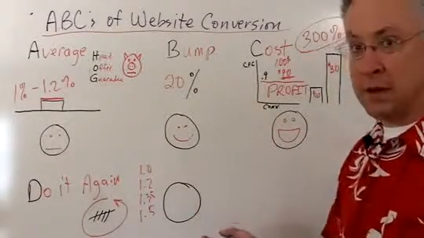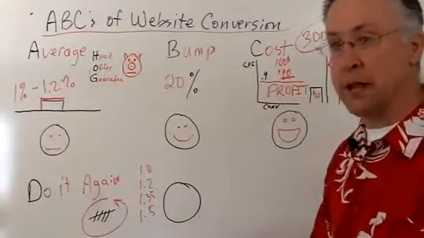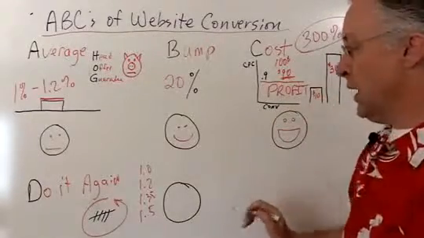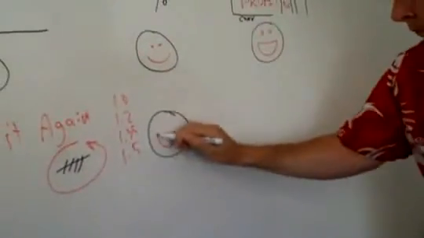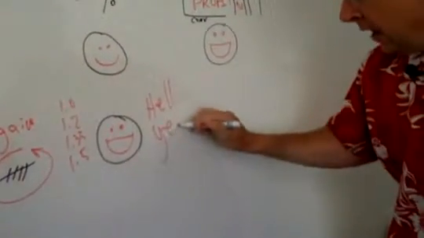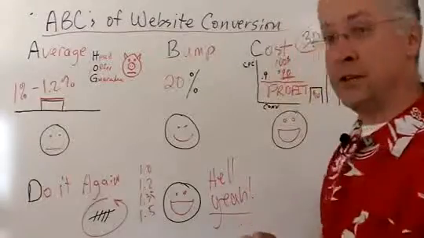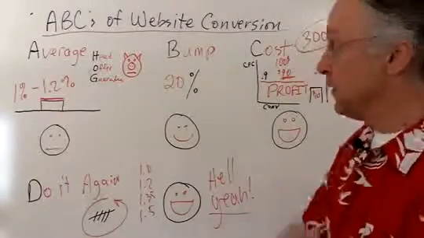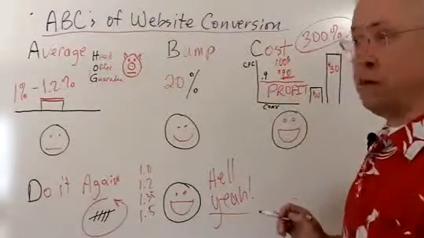You're spending the same money if you're doing pay-per-click, but you're making more. And at this point, not only are you happy, but you're thinking, hell yeah! Or at least you're thinking, boom shakalaka. So that's the ABCs of website conversion.